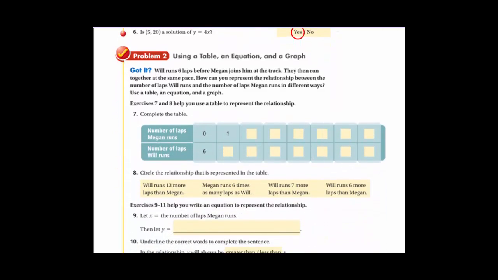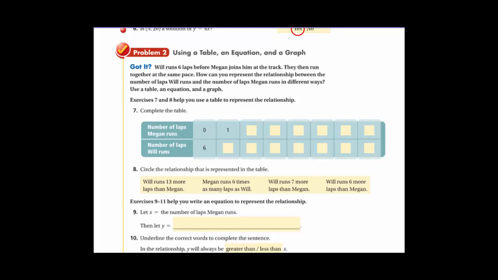In problem 2, we're going to practice using a table, an equation, and a graph. So here's a question. Will runs 6 laps before Megan joins him at the track. They then run together at the same pace. How can you represent the relationship between the number of laps Will runs and the number of laps Megan runs in different ways? We're going to use a table, an equation, and a graph.